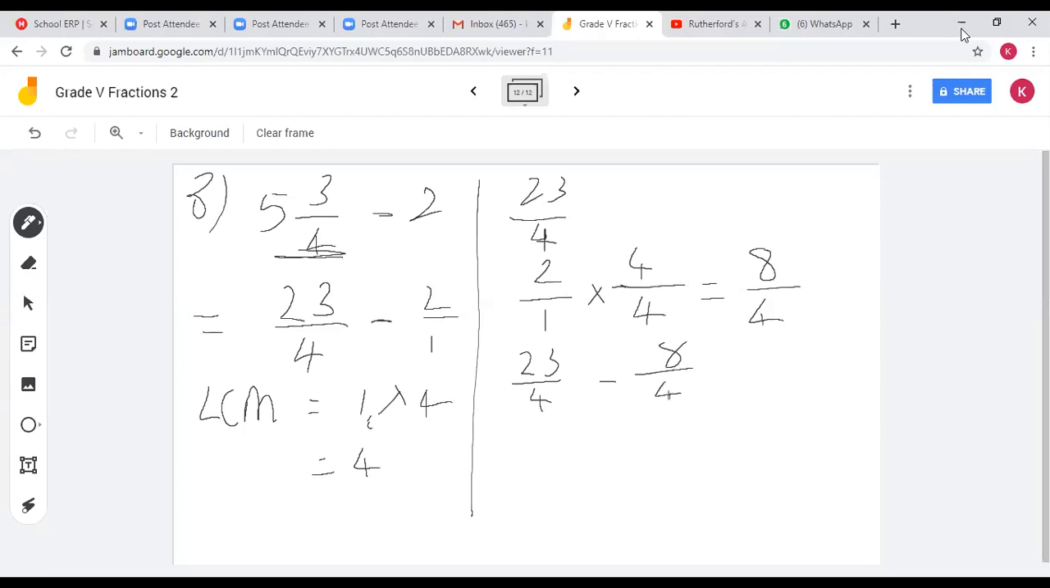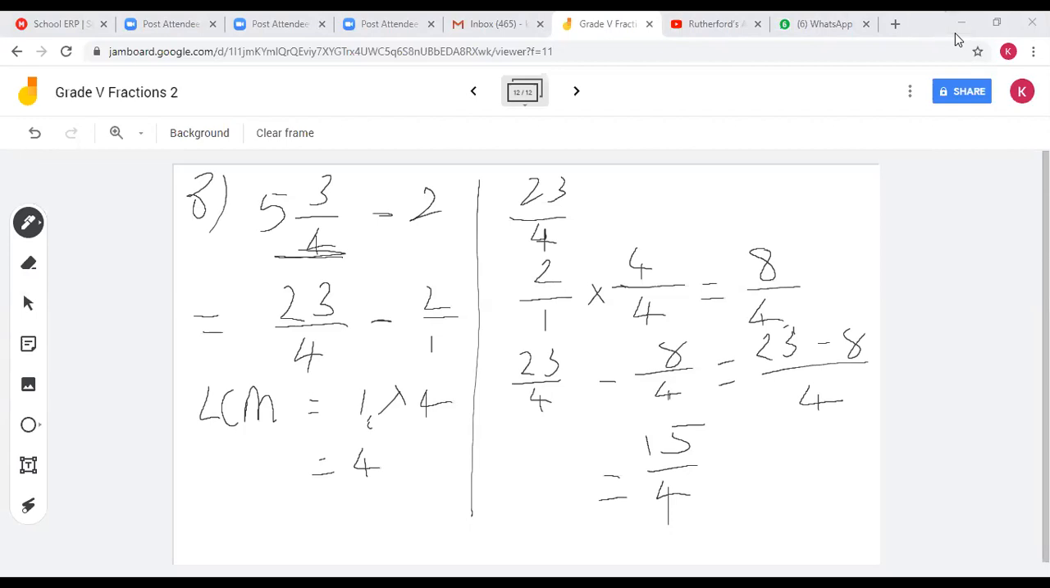Okay, so the next step is 4 is common in both, so 23 minus 8, and we know 23 minus 8 is 15. 15 upon 4. But is this the final answer? Yes or no? Come on, everyone, type in. No, it is not the final answer.